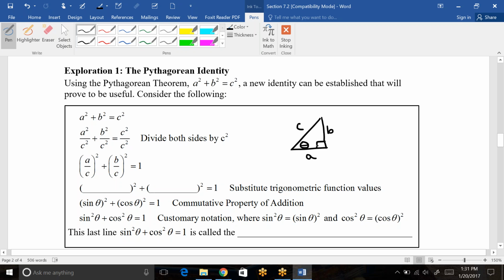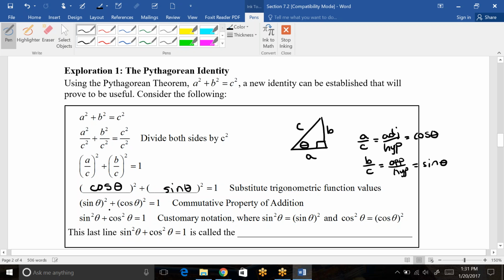Same thing here. But a over c is adjacent over hypotenuse, which means that a over c is cosine of our theta. So this would be cosine of theta squared. And then b over c is opposite over hypotenuse, which means that that is our sine of theta.